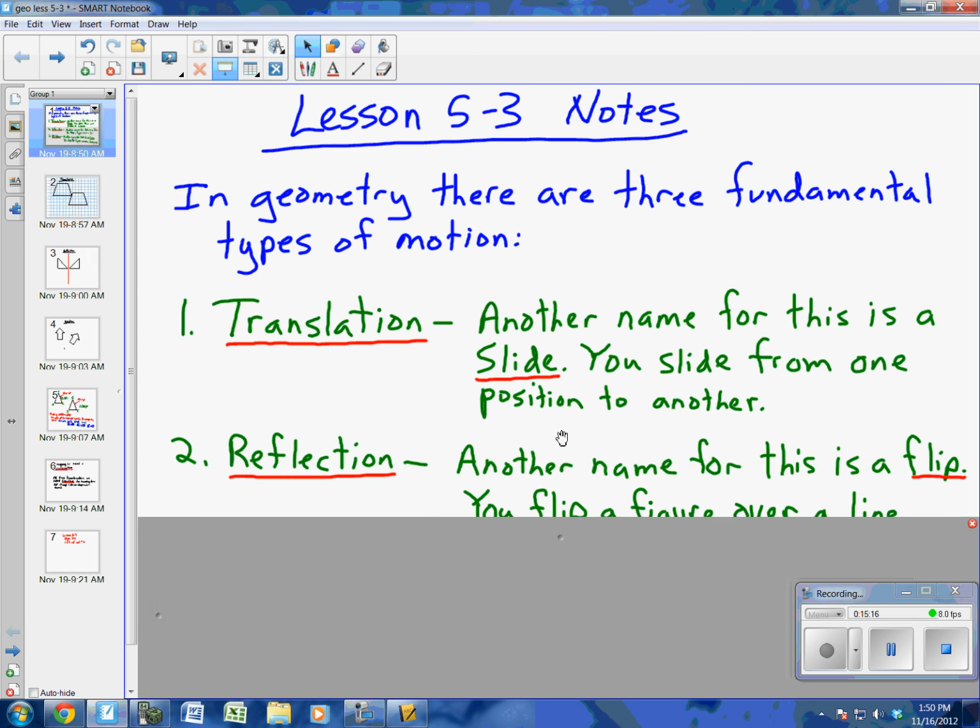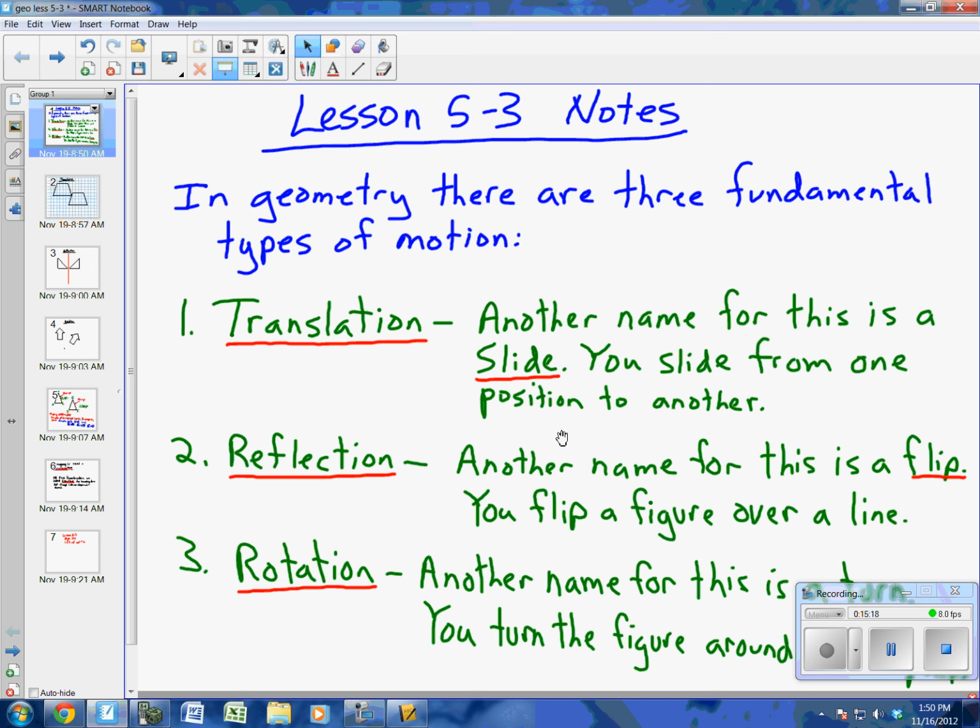Those are the three. So translation, reflection and rotation. Reflect is another name for a flip. You flip a figure over. And then rotation is another name for a turn. You turn the figure around a fixed point. Okay, so those are the three ways we move things in geometry.